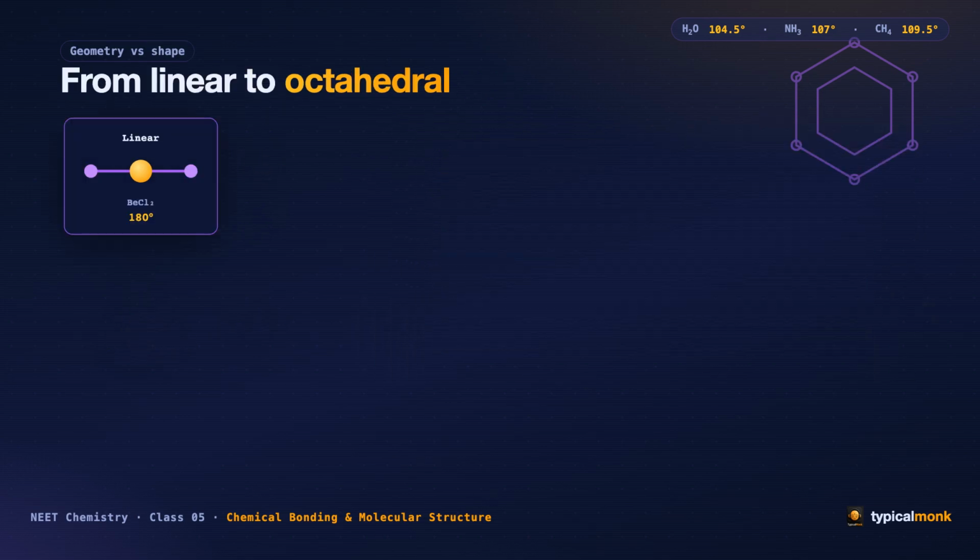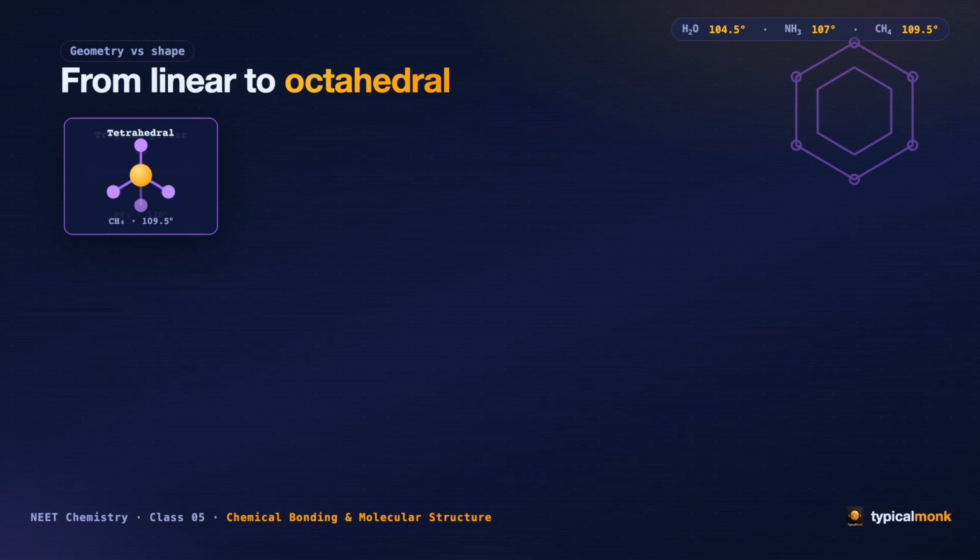Let us walk the gallery of shapes, from the simplest to the most crowded. 5 geometries, each with its signature angle. With 2 electron domains, the molecule is linear. Beryllium chloride is the classic example, stretched out at 180 degrees. With 3 domains, we get trigonal planar, a flat triangle, like boron trifluoride, with angles of 120 degrees.